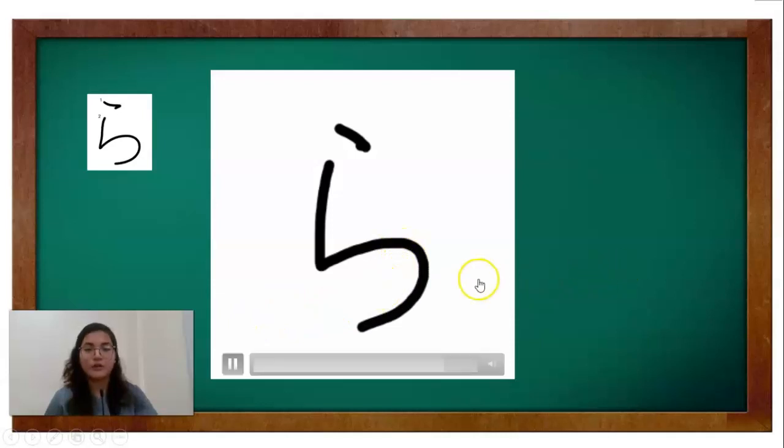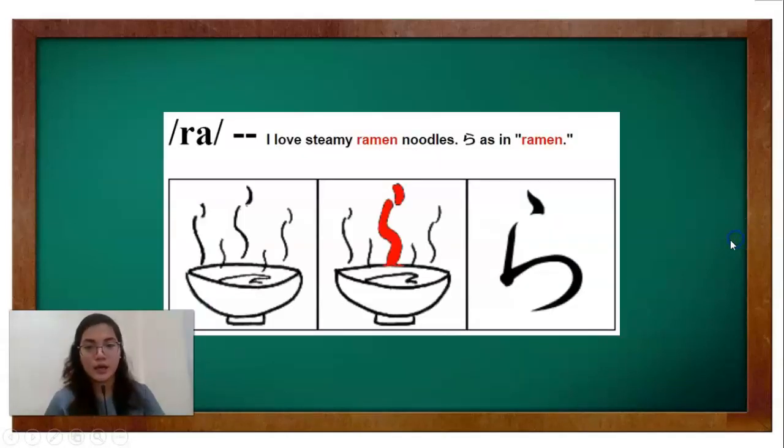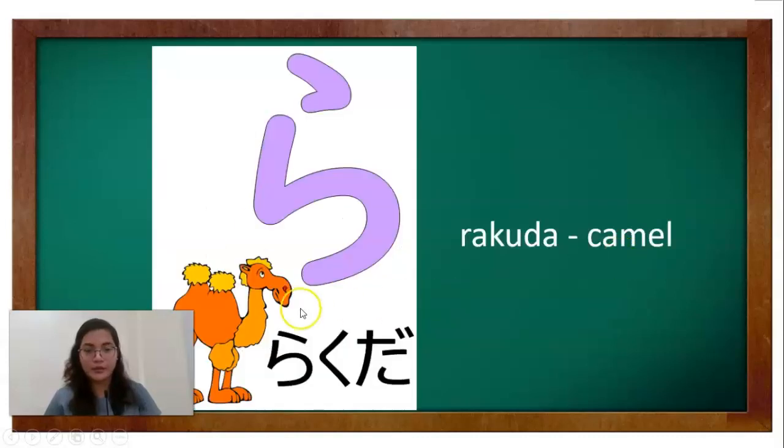Okay. To imagine this character, just think of ra as in ramen. Ra as in ramen. So here's an example word that starts with ra. Rakuda. Rakuda means camel.